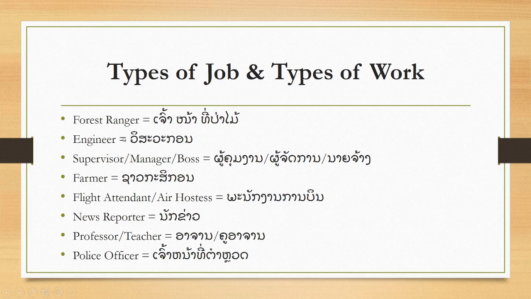Engineers. I'm sure you all know what engineers are. Supervisor, managers, boss. These are all your different types of khona at your work. Farmer. This is what a lot of your parents are. Farmers.